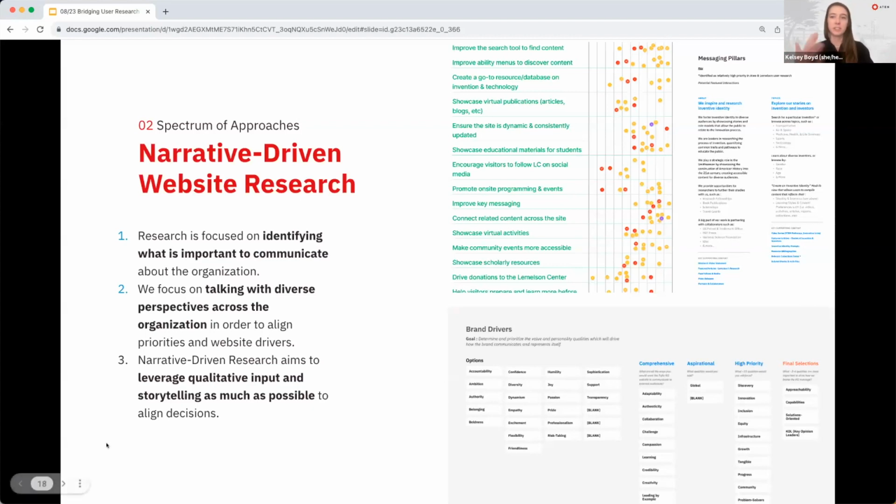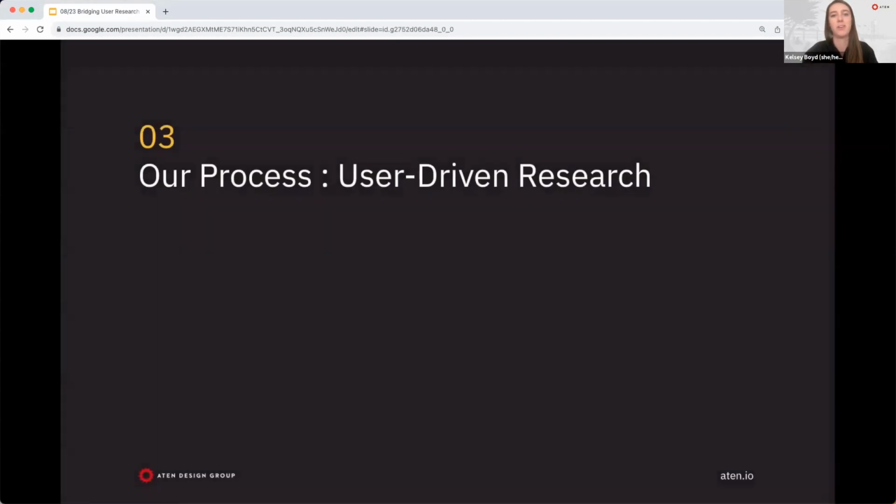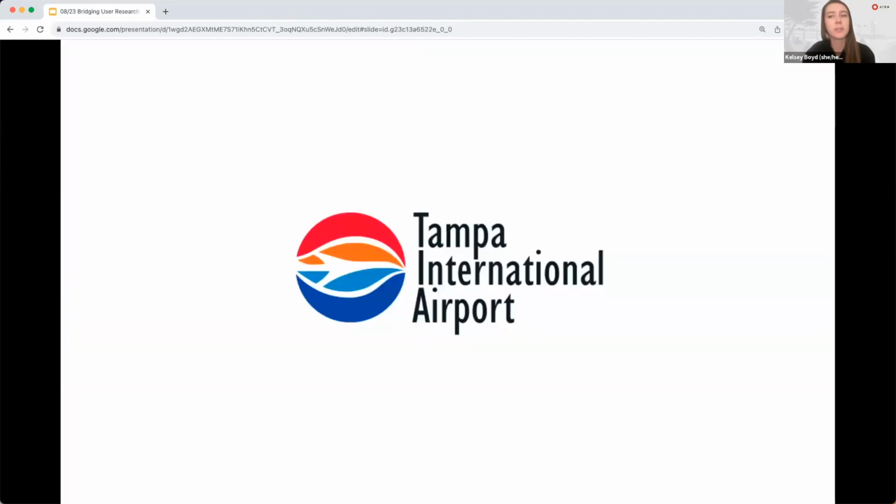So often, just to clarify, we don't see these as really concrete, separated projects. There's often elements of each that get pulled in, but we do see that there is a fairly broad spectrum of how we might approach our work depending on the type of organization and the type of work and the type of websites. All websites are incredibly different. So we'd love to start by diving into a case study of how we approach a very user-driven website.